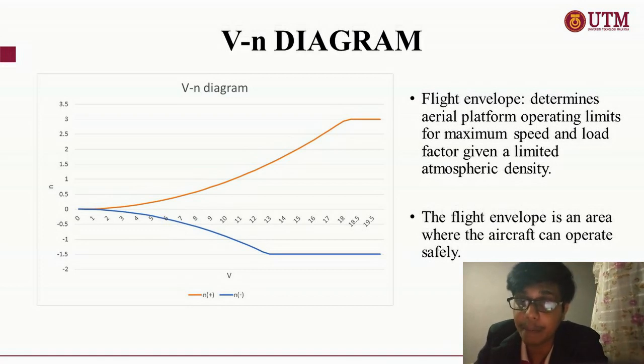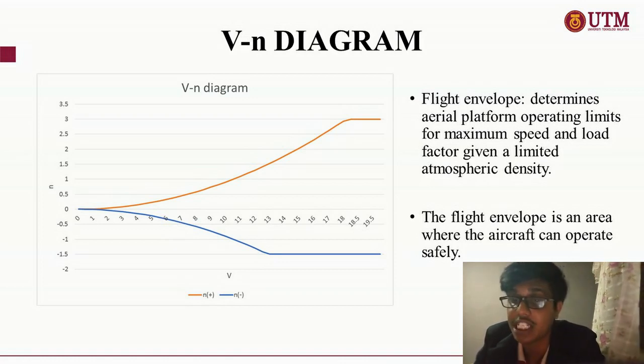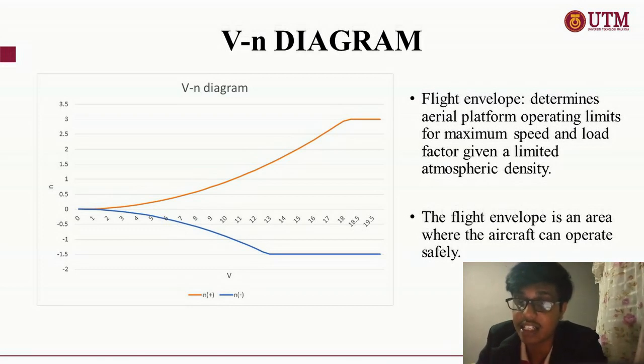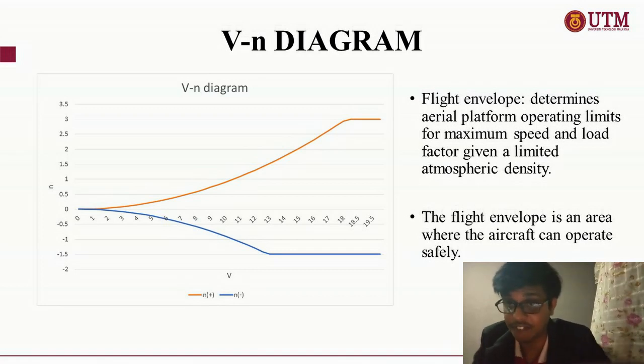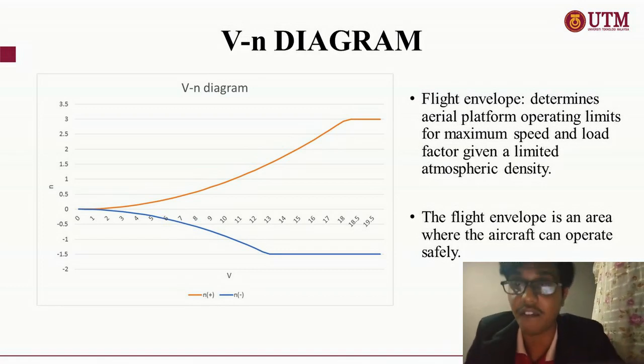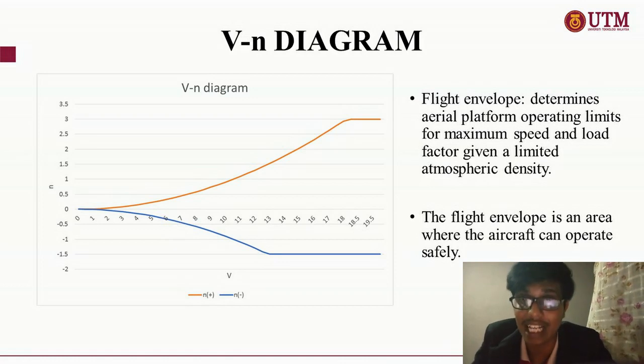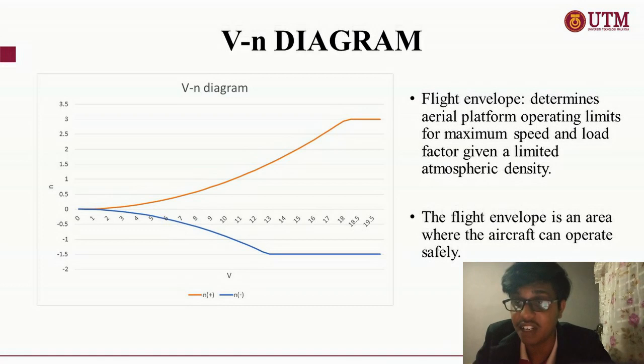The crucial parameter is to determine the stall line in the lift coefficient, which is obtained in CFD analysis or wind tunnel tests. Using the lift coefficient, one can calculate the load factor for various speeds and altitudes. The crucial limits define the limit load factors and the never exceed speed. Based on the graph we see, the flight envelope determines the aerial performance and operating limits for the maximum speed and load factors given a limited atmospheric density. The flight envelope is an area where the aircraft can operate safely.